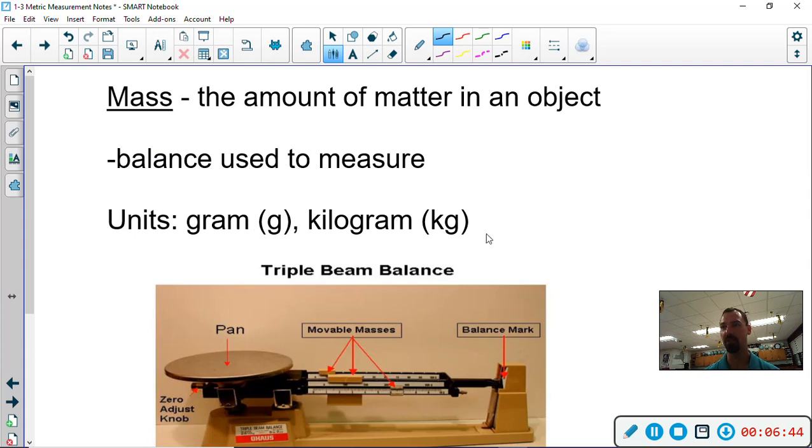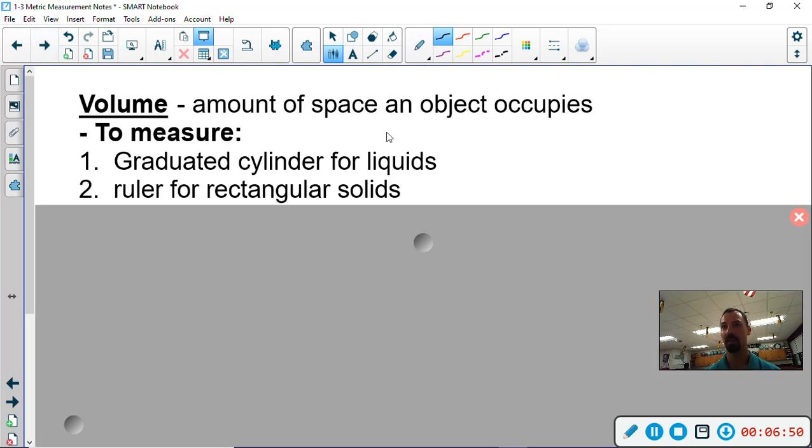Grams and kilograms are units. When you're using the balance, it's going to be in grams. All right, volume. That's the amount of space the object takes up.